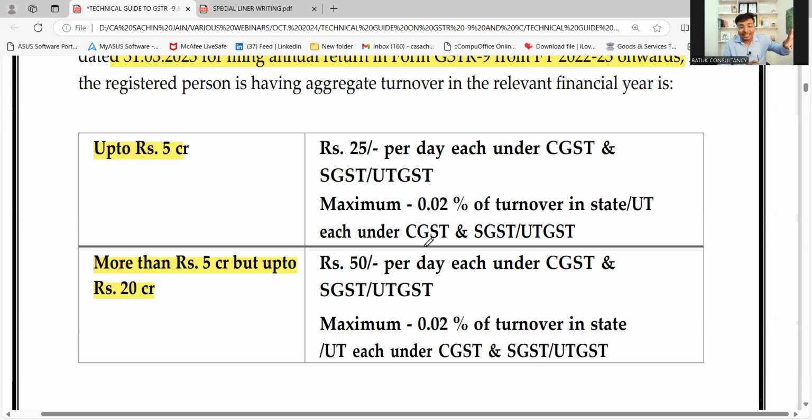So that if there is any litigation and the departmental authority raises a demand on account of the earlier notification, in that case, we can use the new, latest notification and prepare our reply.